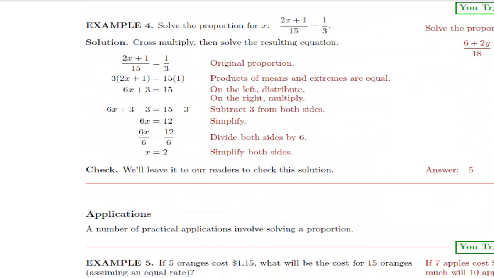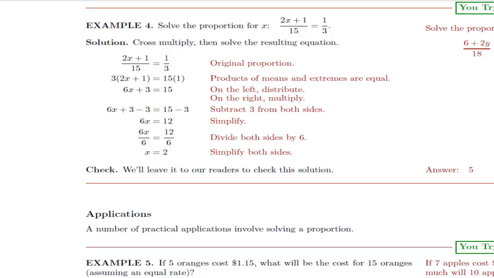Example 4. Solve the proportion for x. 2x plus 1 over 15 equals 1 over 3. Solution. Cross multiply and solve the resulting equation. If we cross multiply, we have on the left the product of 3 and the sum of 2x and 1, and on the right the product of 15 and 1. So on the left we have to distribute the 3.